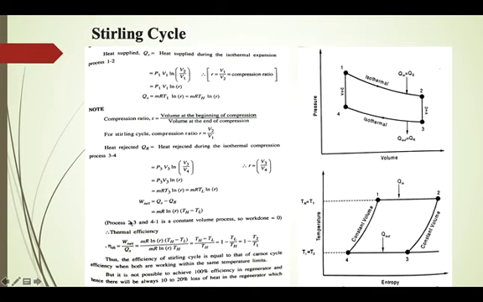So here process 2 to 3 and process 4 to 1 are constant volume processes. For a constant volume process, work done is 0. Therefore thermal efficiency is output by input, that is work output by heat supplied. Work output is the difference between heat supplied and heat rejected, that is m R ln R into TH minus TL, by heat supplied, m R ln R into TH. It is TH minus TL by TH, or 1 minus TL by TH. So this is the expression for the efficiency of the Stirling cycle.